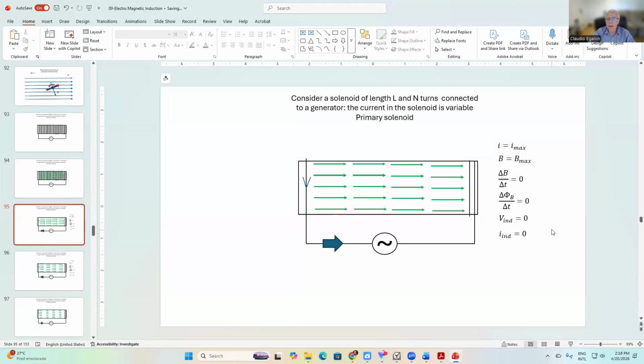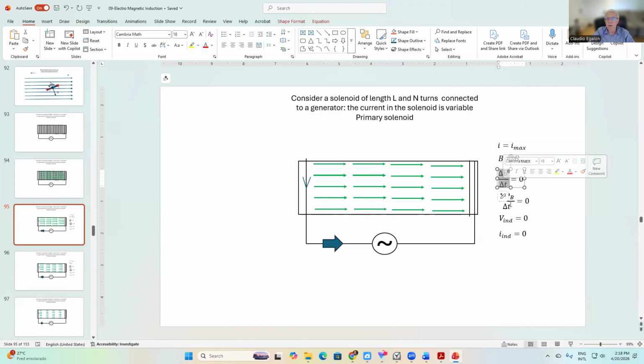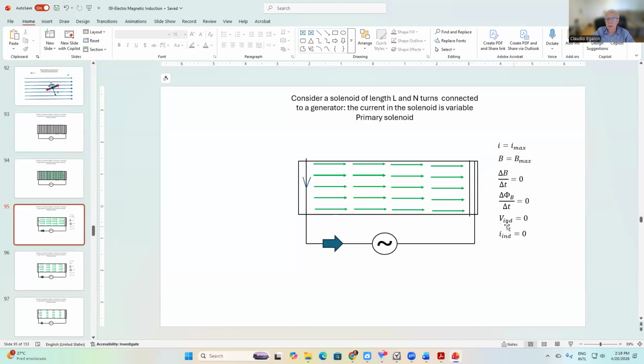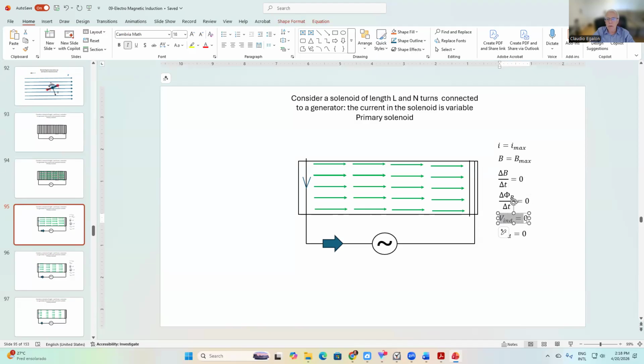I call that instant of time 0. Delta B over delta T is equal to 0 because it reaches its peak. It's momentarily 0. This slope is a sinusoidal curve, so the change in the magnetic field with time is going to be momentarily 0. Because the change in magnetic field is 0, the change in magnetic flux is going to be 0 too. According to Faraday's law, the induced voltage is going to be 0, and the induced current is going to be 0 as well. Okay?